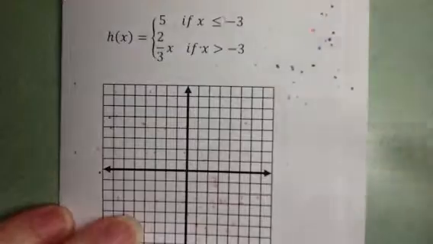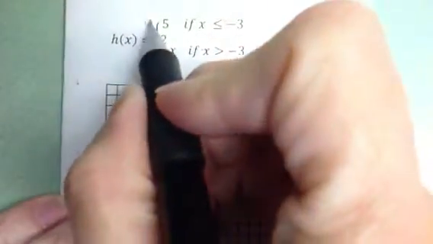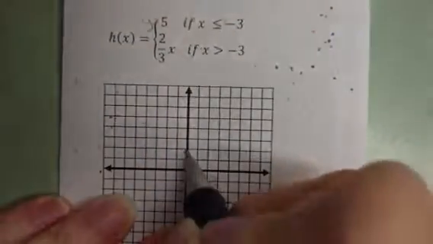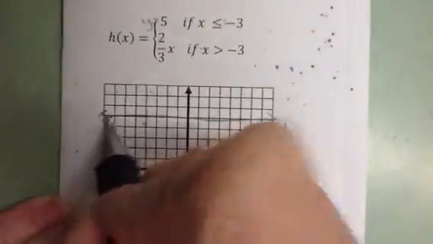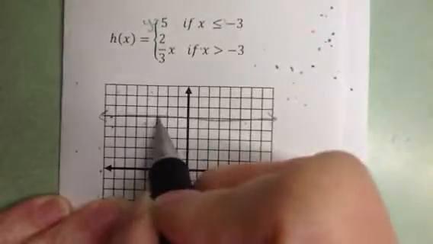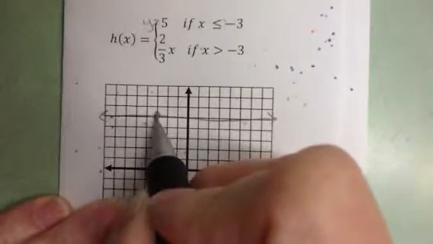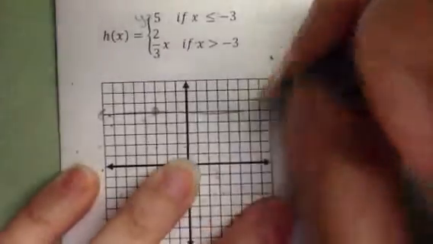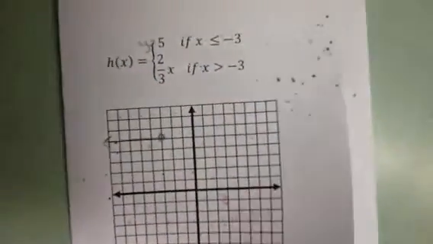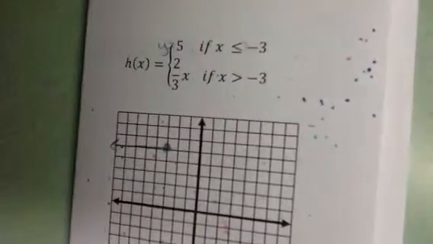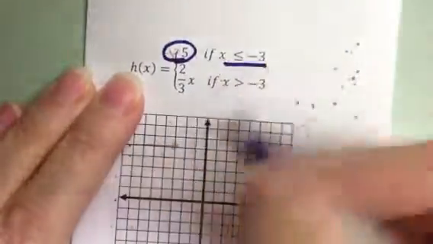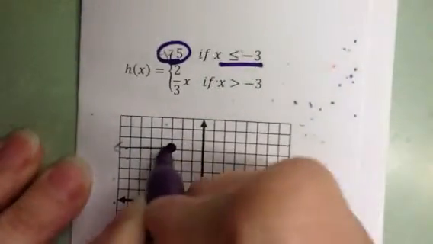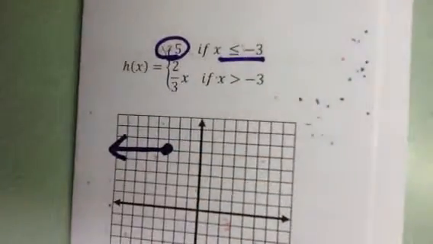This one is a really easy graph. The first one, y equals 5, just means we go to 5 on the y-axis, and we go straight across. And we want if x is less than or equal to negative 3. So at negative 3, we're going to have a closed circle and less than, so we don't want this part. So we have a closed circle here, less than.